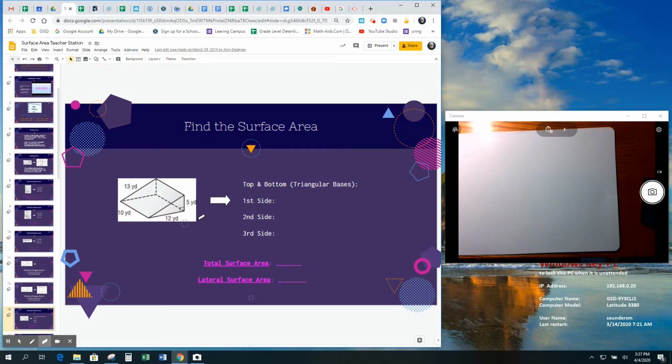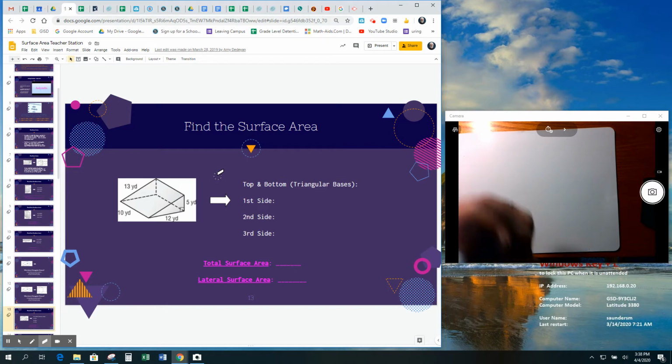Okay, let's do some calculations. Top and bottom of the triangular bases, and then side 1, side 2, side 3. So you can't assume that they're all the same unless you're very careful and you notice that there are equal sides and equal lengths, and maybe you can do a shortcut. But I'm going to recommend to you that you always break it out and do 3 sides separately so that you can keep track of it.